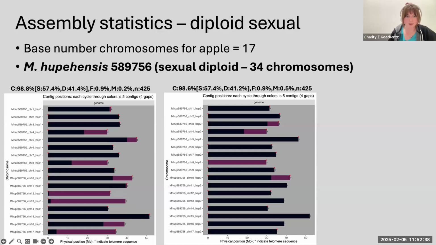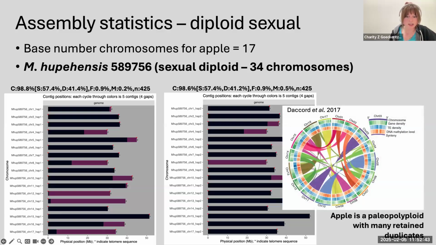And you might also notice the BUSCOs look good, but there's a lot of duplicates. That's because apple is a paleopolyploid that has retained a lot of its duplicates. So this Circos plot is just showing the remnants of that ancient polyploid event by illustrating those syntenic relationships between its 17 different chromosomes.